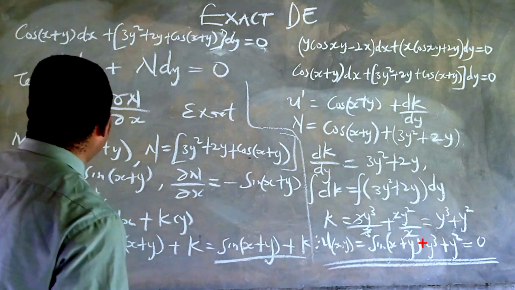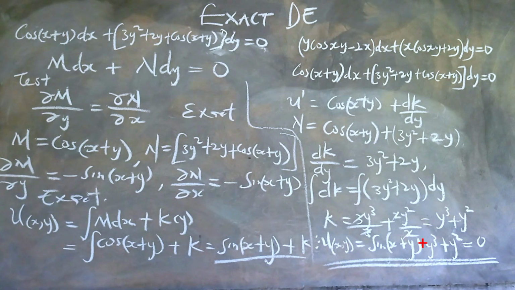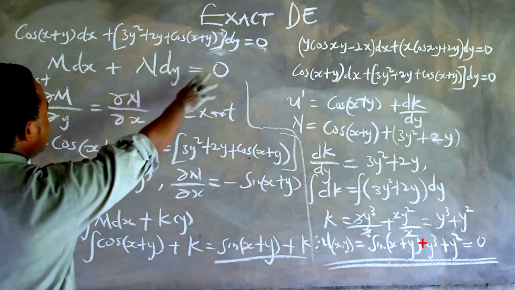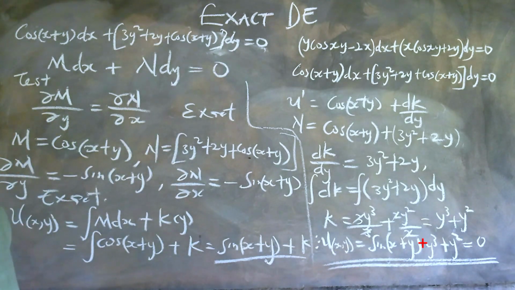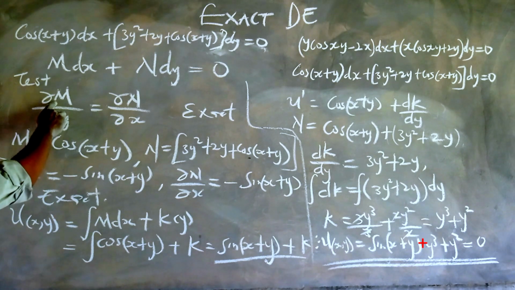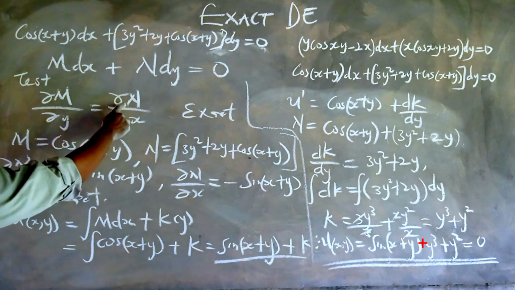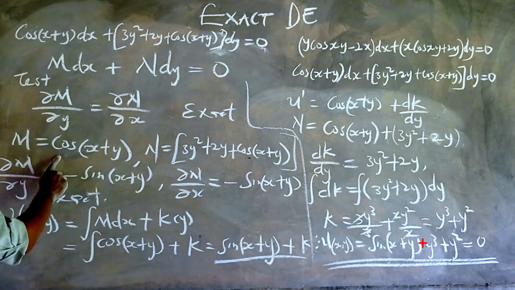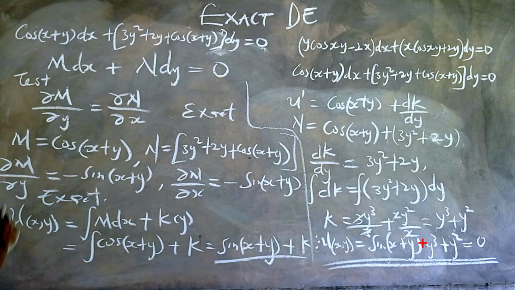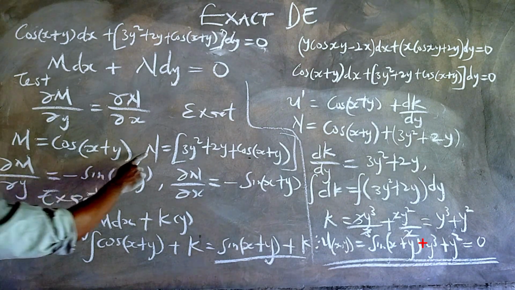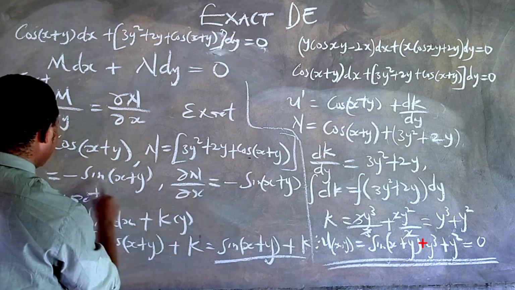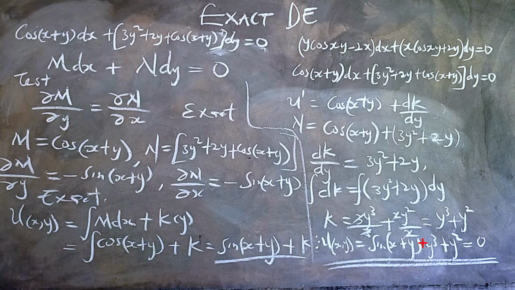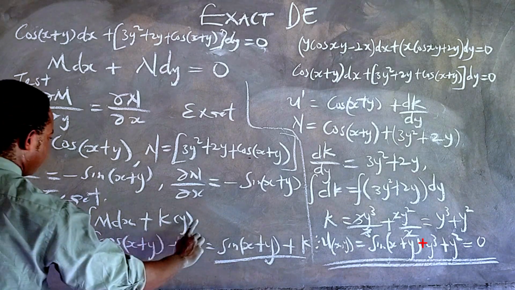So what have we done here? Let's go back through the process. The first thing we did is rewrite the equation in the form M dx plus N dy. In this case, it's already in the form. We still go on and carry out the test to see if this method will apply, by checking if partial M partial y is equal to partial N partial x. We set M and N respectively and find their partial derivatives accordingly. We find that the partial derivatives are equal, so we know that the differential equation is exact.